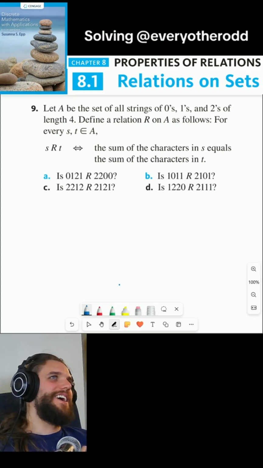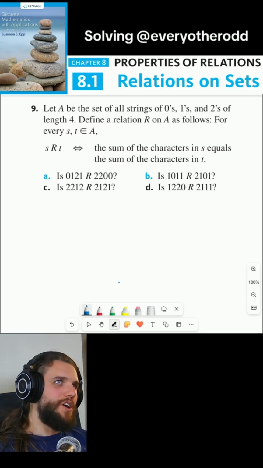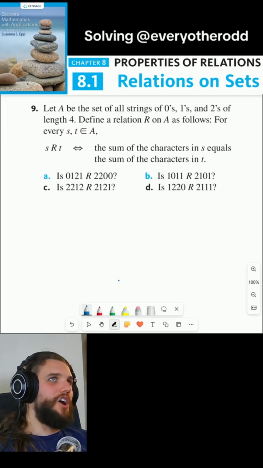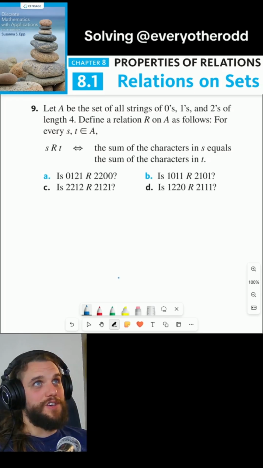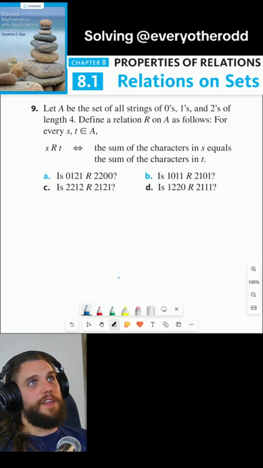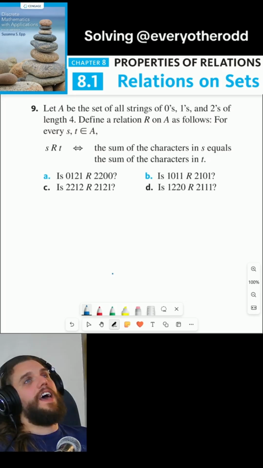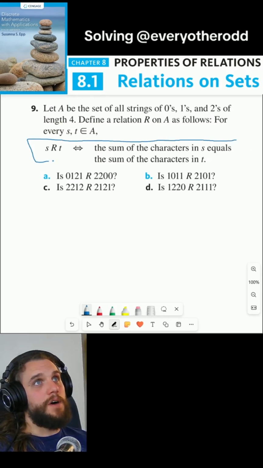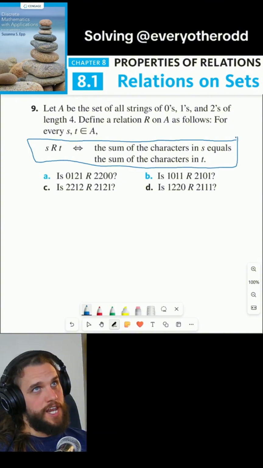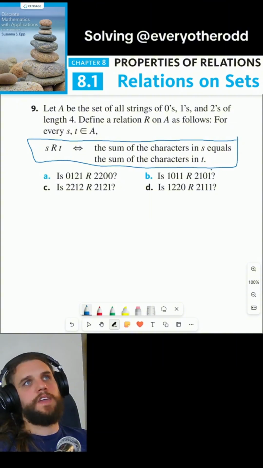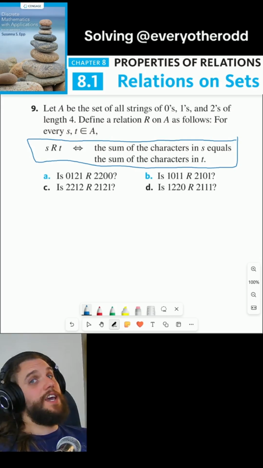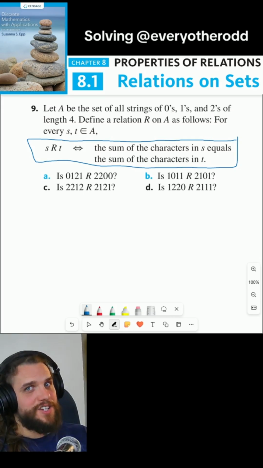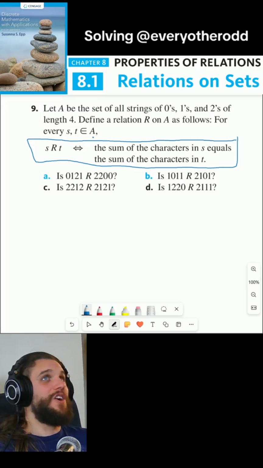Number 9. Let A be the set of all strings of zeros, ones, and twos of length 4. Define a relation R on A as follows. For every element S and T that's an element of A, S is related to T if and only if the sum of the characters in S equals the sum of the characters in T. Now, if that sounds familiar, the word characters, that's because S and T are strings.